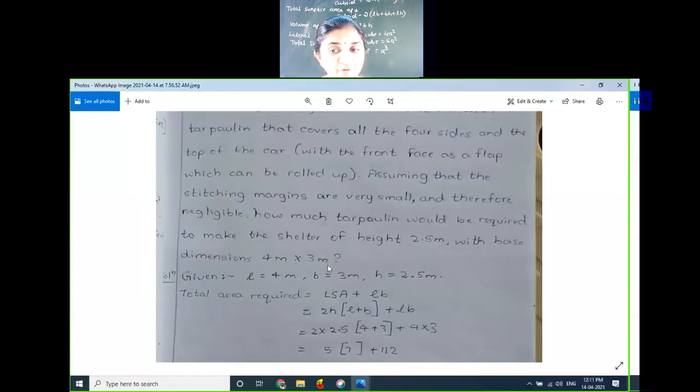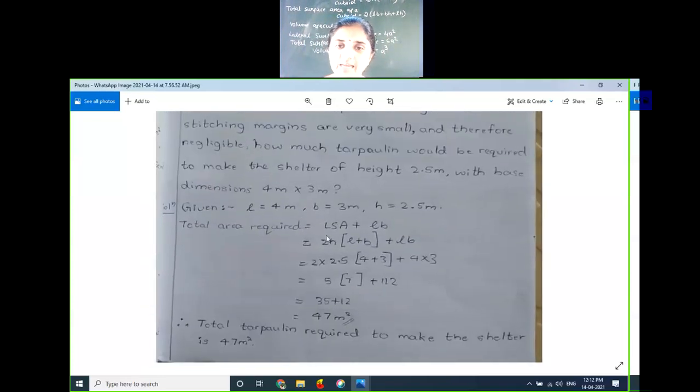So what we have to find here is total tarpaulin required, which is equal to LSA, 4 sides. The front face is rolled, but it is left as it is; there is one top above, and no base below. So L is 4 meter, breadth 3 meter, height 2.5 meter. Total area required is equal to LSA plus one top, that is L into B. LSA is 2H into L plus B, then plus LB. Substitute and simplify, you will get 47 meters square. Total tarpaulin required to make the shelter is 47 meters square.